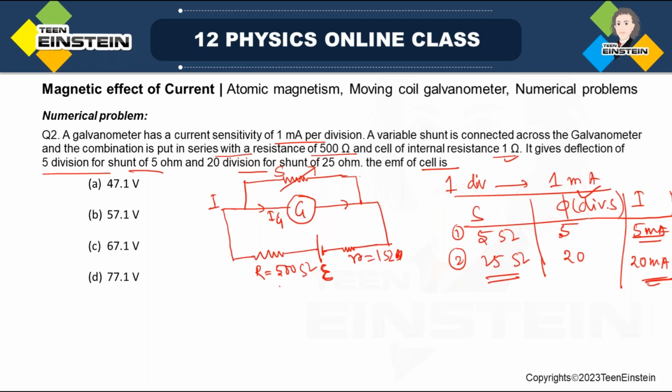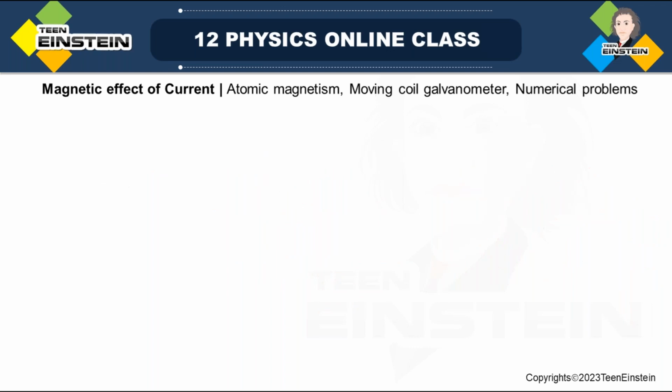Now we have to find out what is the value of E. This is the question here. I'll just draw the figure briefly here. See, I have a galvanometer, then I have a variable shunt, then this is connected to a resistor and a cell with internal resistance small r or 1 ohm.